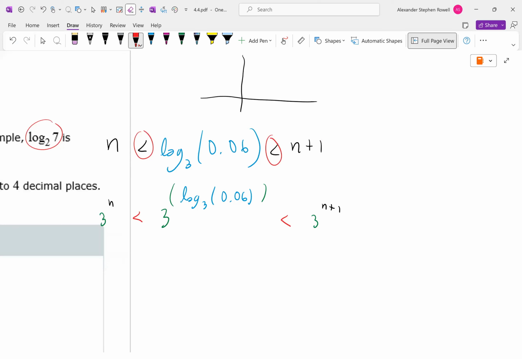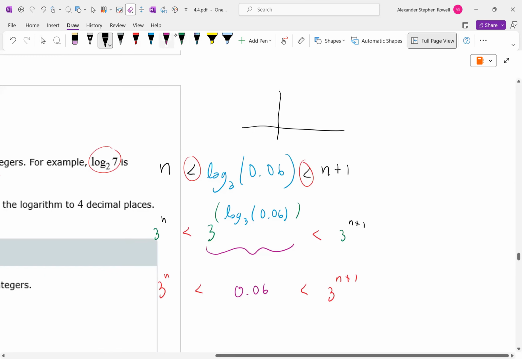So what's the answer in the middle? 0.06. They undo each other. Is between 3 to the power of n and 3 to the power of n plus 1. Okay, there's something really subtle going on here. What does the graph of 3 to the power of x look like? It's strictly increasing.